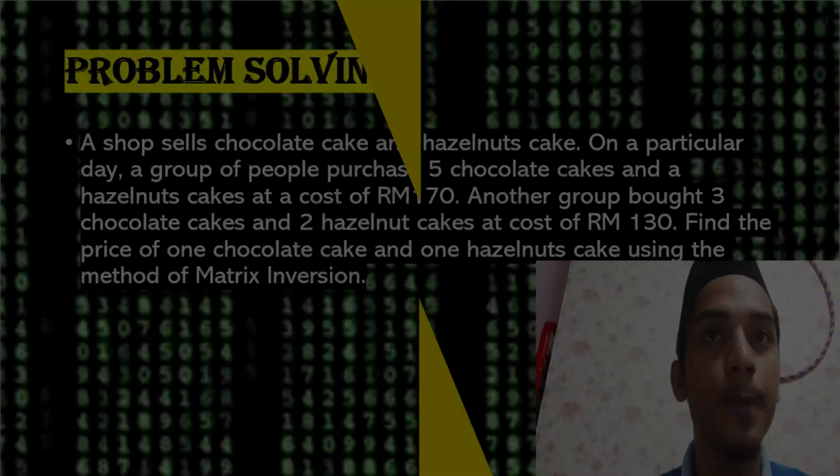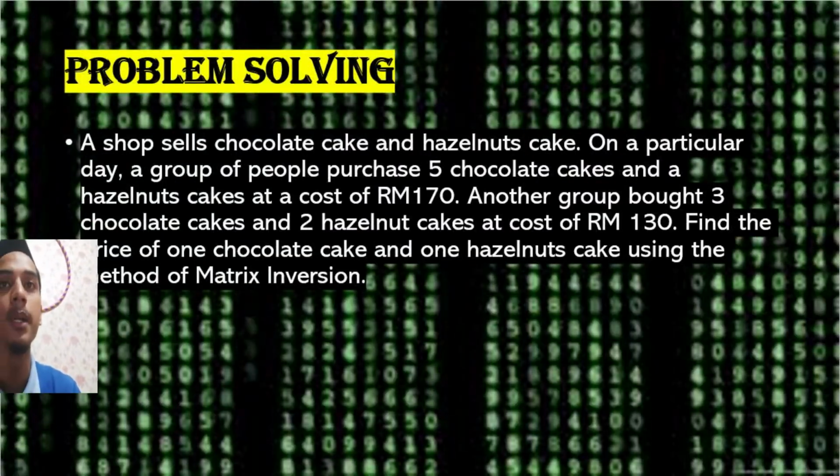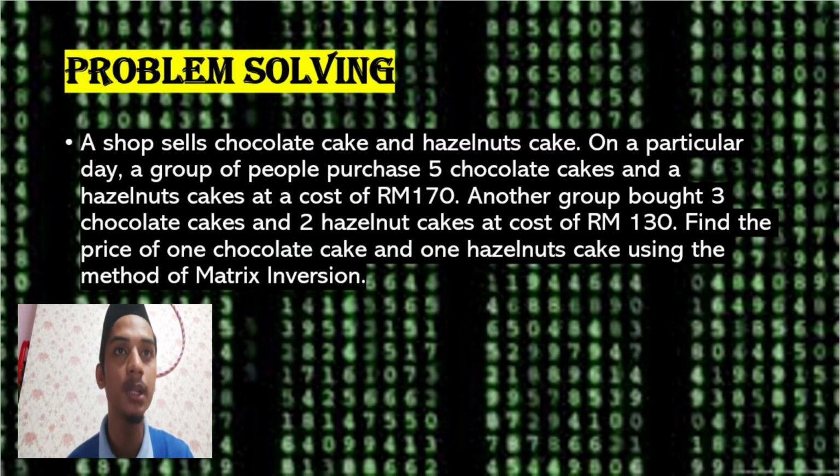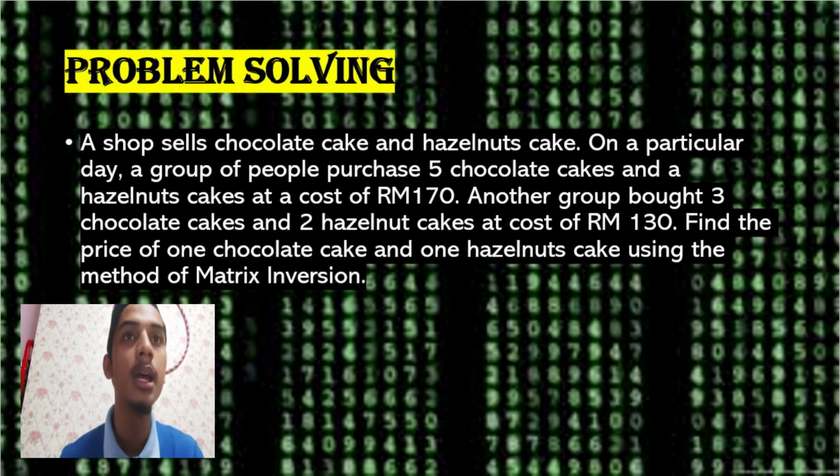Part A, number 3, problem solving. A shop sells chocolate cake and hazelnut cake. On a particular day, a group of people purchased 5 chocolate cakes and a hazelnut cake at a cost of 170 ringgit. Another group bought 3 chocolate cakes and 2 hazelnut cakes at a cost of 130. Find the price of 1 chocolate cake and 1 hazelnut cake using the method of matrix inversion.